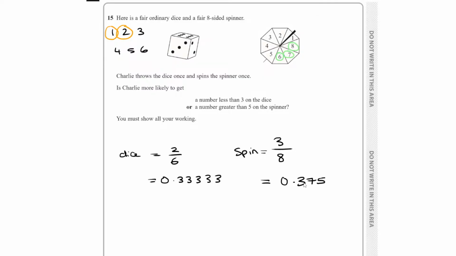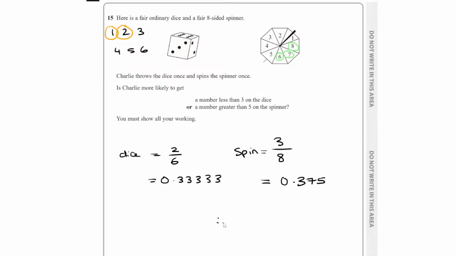Then all you have to figure out is which decimal is bigger. Well, you've got 0.333, and this is 0.37. That's already bigger, isn't it? You could convert it to percentages if that makes sense to you. A lot of these have different ways to do it. It's whatever makes sense to you, basically. So, which one is Charlie more likely to get? Well, whichever one has a higher probability.